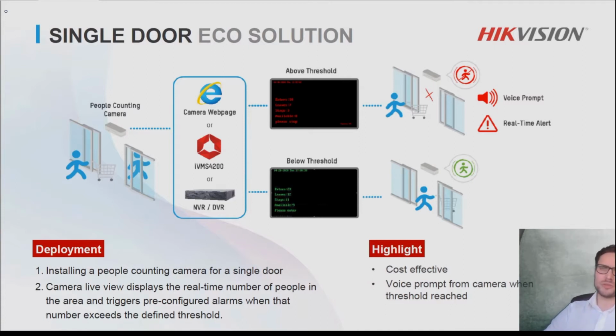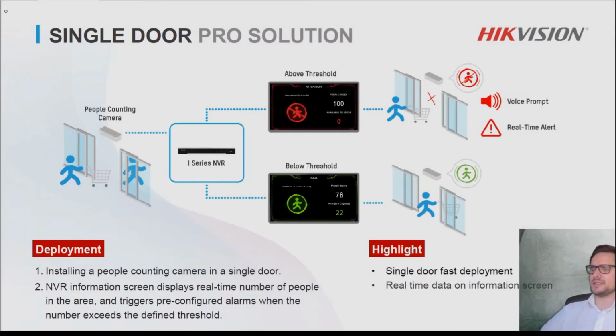But that's the single door solution, which I found not perfect, not ideal. I would prefer the more superb Pro solution, where you have the camera and an iSeries recorder. The iSeries recorder has the latest firmware that allows you to take the data from the camera and the count, and actually see how many people got in and out, and you can have that cool display on one of your screens.